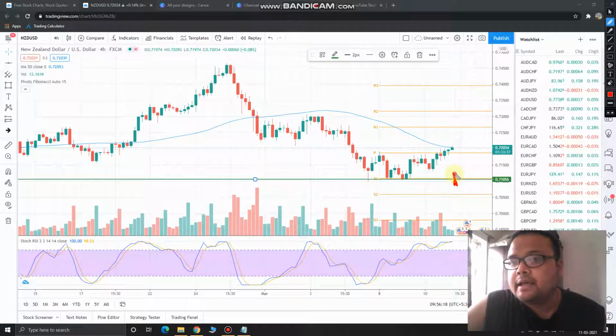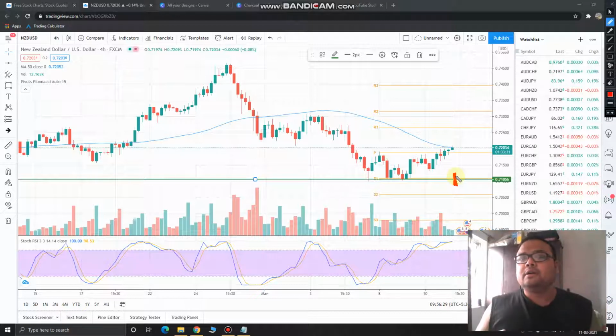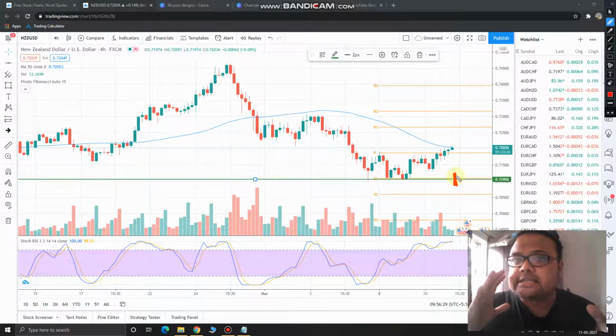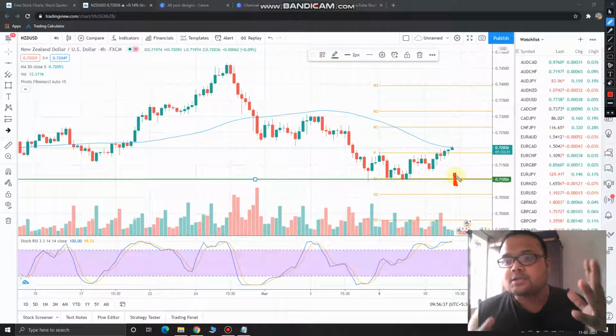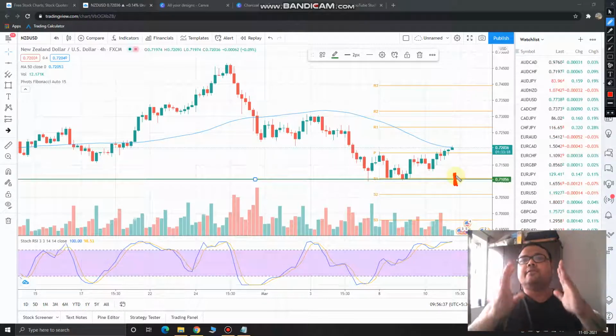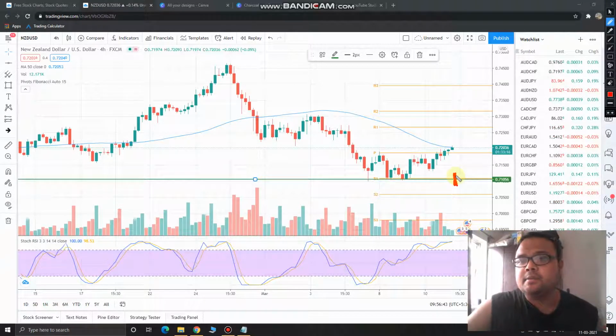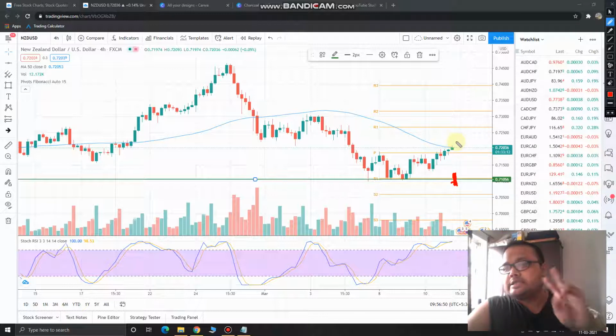Just wait for 1 hour, 2 hours, and observe how the market is reacting. Try to understand the market psychology. Try to understand who is dominating the market right now, buyers or sellers. If you see that sellers are dominating the market after 1 hour, then you can short the market here. So this is your second strategy.